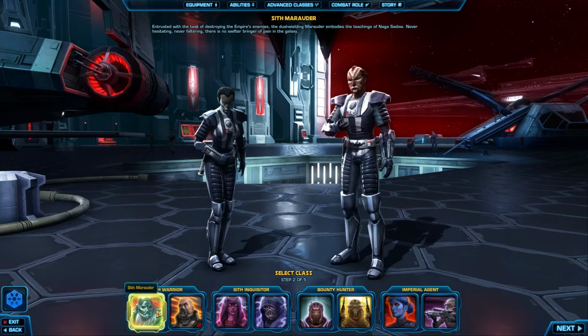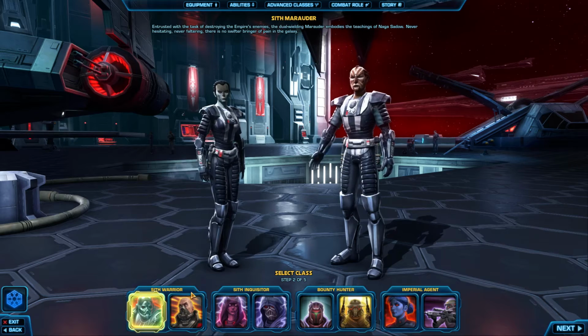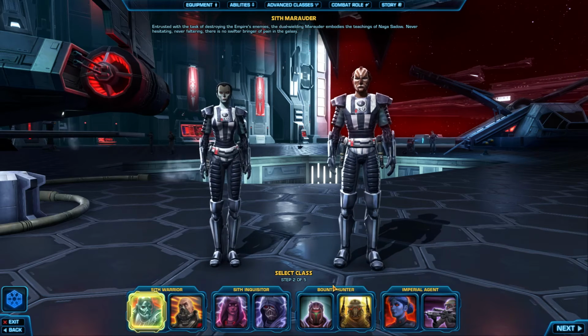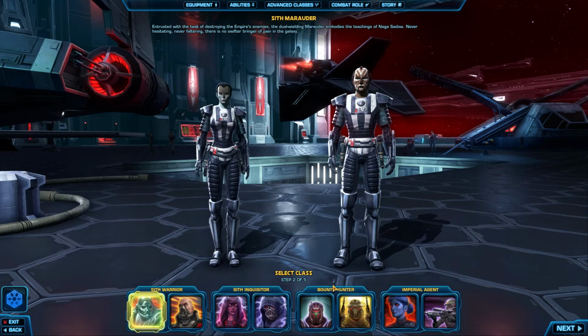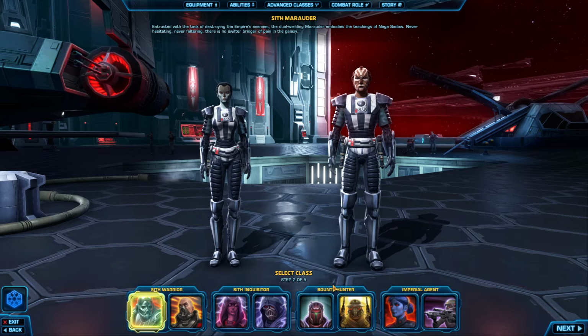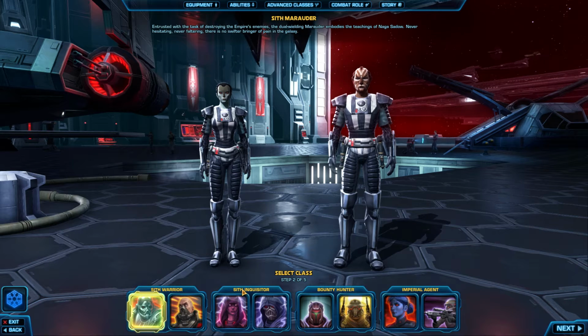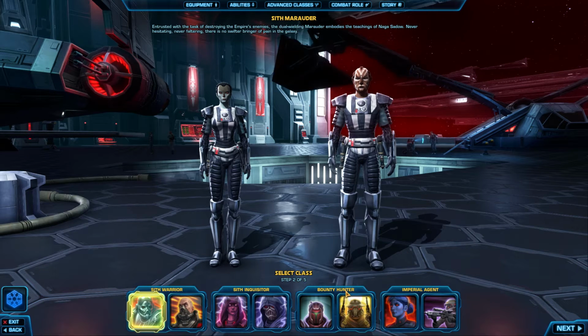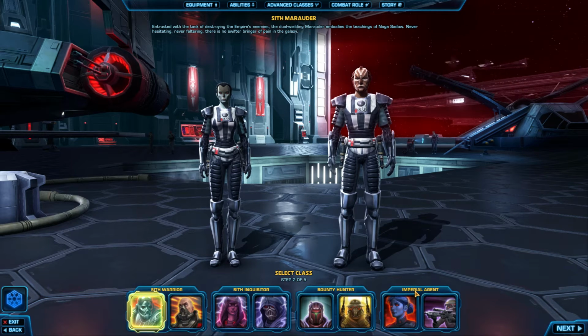All right, the Sith have 4 different classes, and I'm going to just kind of go over each class, but also outline their counterpart in the Republic side. So the Sith Warrior on the Republic side, that would be the Jedi Knight. The Sith Inquisitor, on the Republic side, that would be the Jedi Consular. The Bounty Hunter, right? And on the Republic side, that is the Trooper.